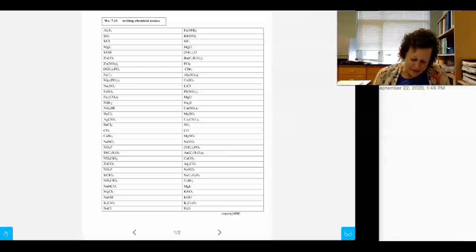The first one, Al2S3. What type is it? It's ionic. It's aluminum sulfide. Aluminum sulfide. All right, (NH4)3PO4. That's 2 polyatomics. It's ammonium phosphate. Ammonium phosphate.